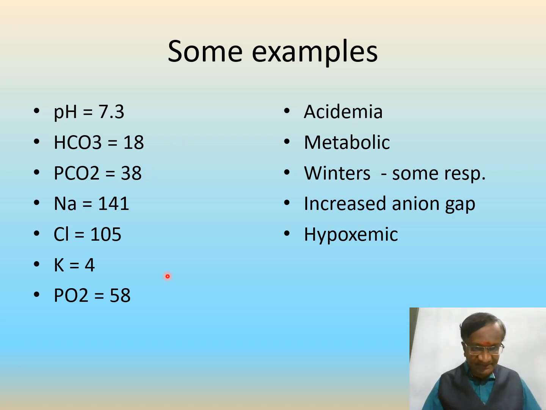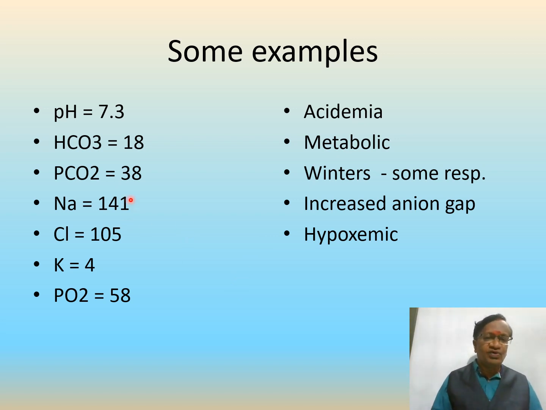I'm coming back again. 7.3 is the pH, so there is an acidemia. Bicarb is less, so there is a metabolic acidemia. So with bicarb less and acidosis, the PCO2 should be less. It should be 1.5 into bicarb plus 8, which is only 35. But it is 38, which means there is also some respiratory acidosis.